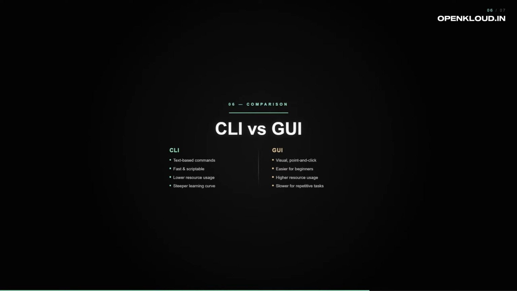So how does the CLI compare to the GUI, or graphical user interface? The CLI is text-based. It's fast, scriptable, and uses fewer system resources, but it does have a steeper learning curve. The GUI is visual: you interact with it by pointing and clicking. It's easier for beginners, but it uses more resources, and it can be slower for tasks you repeat often. As you grow more comfortable with Linux, you'll likely find yourself relying on the CLI more and more.